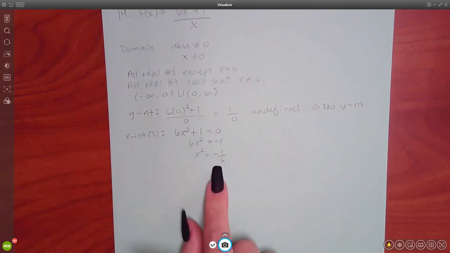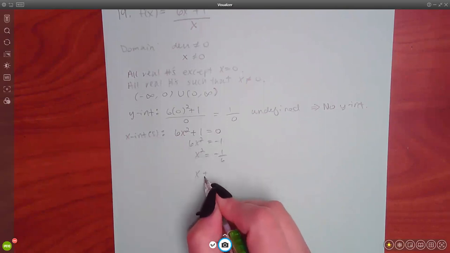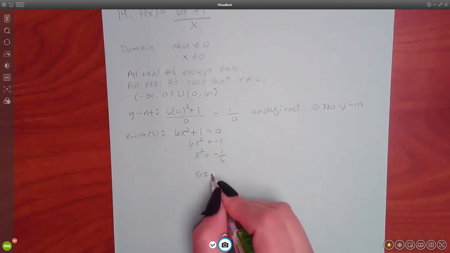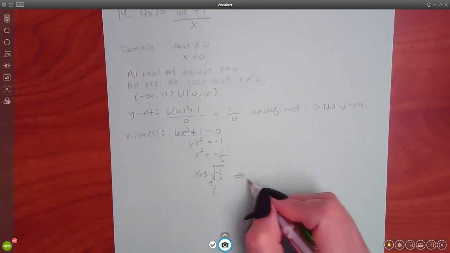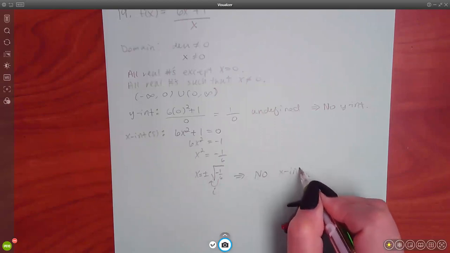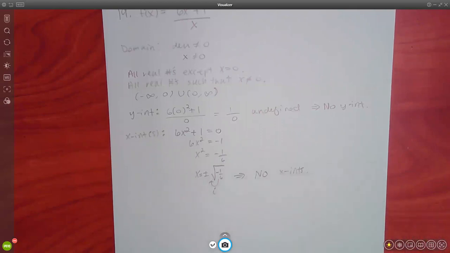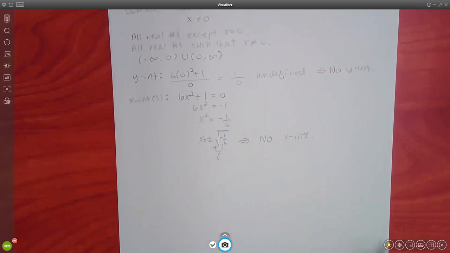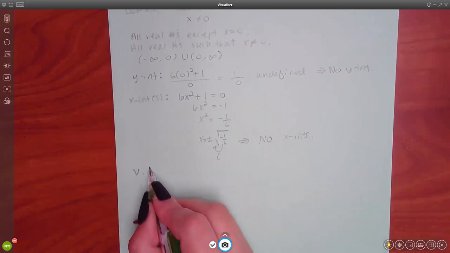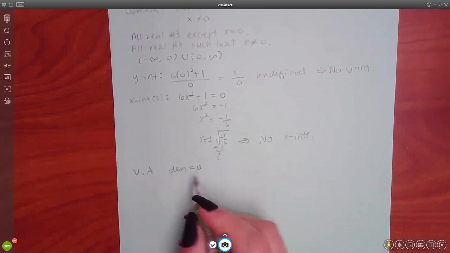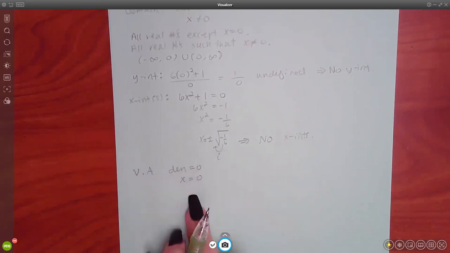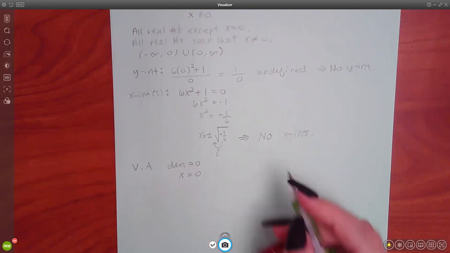Can a square equal a negative number? No, I'm going to get imaginaries, aren't I? So as soon as you know you have i's, that means there's no x-intercepts either. So I have no points. I'm definitely going to need a chart. Now let's do vertical asymptotes. We get those by taking the denominator equal to zero. So we have one vertical asymptote.